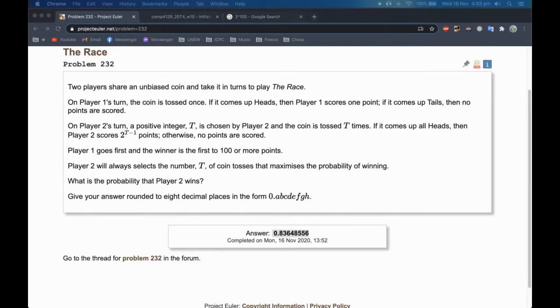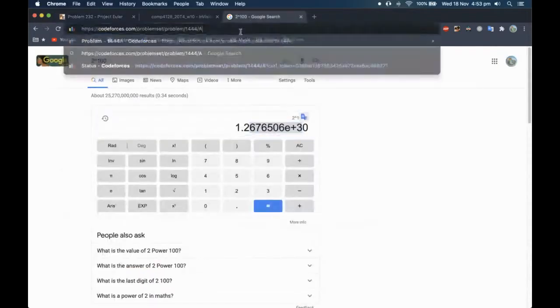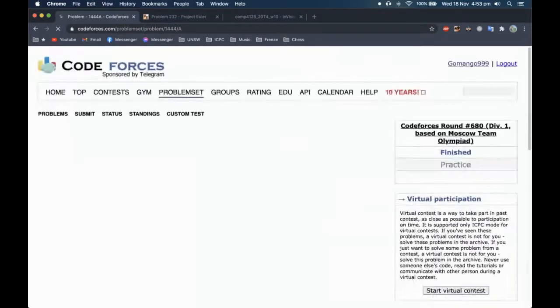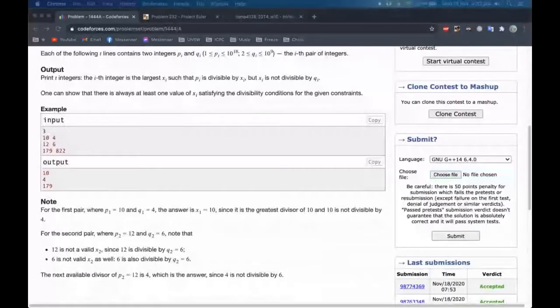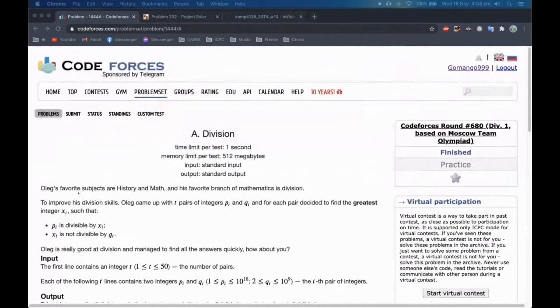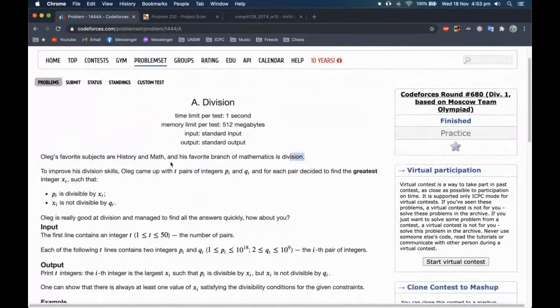Well, let me grab a more conventional problem. So let's go back to Codeforces. What I do when I'm reading out problems for you guys is I make sure I read every single word. I never skip anything, even if it looks like flavor text. For example, "all the favorite subjects are history and maths." This might seem useless. Make sure you read it anyway, because if you skip sections and then you end up skipping something useful, well, that's just bad on you.